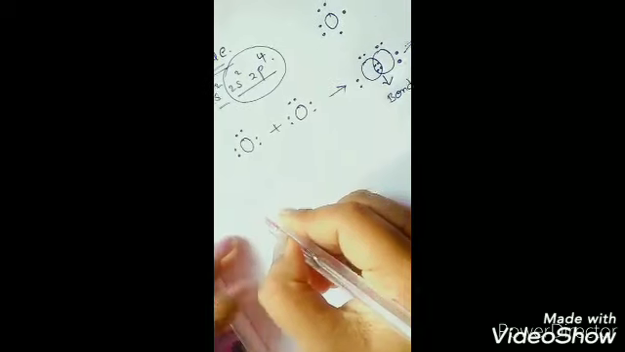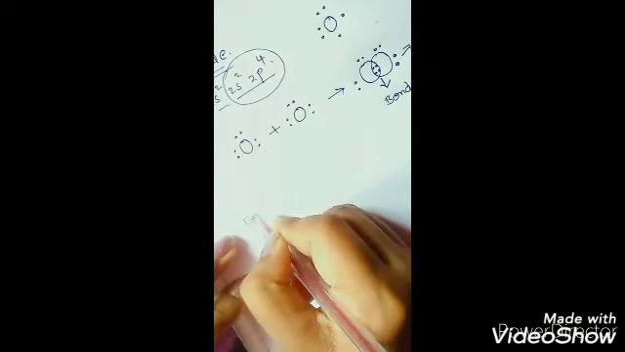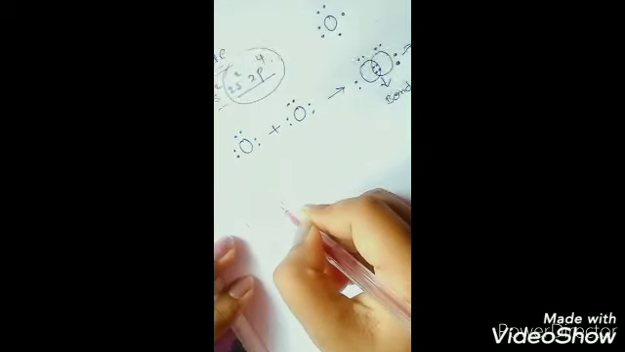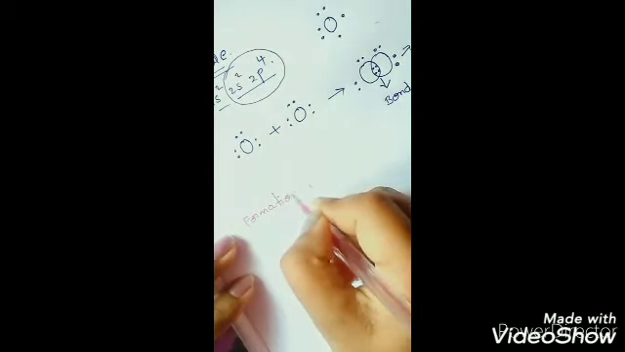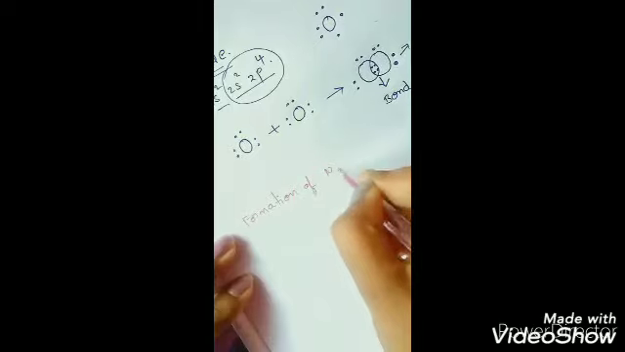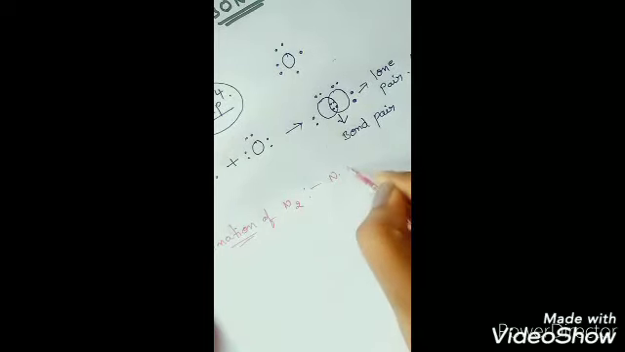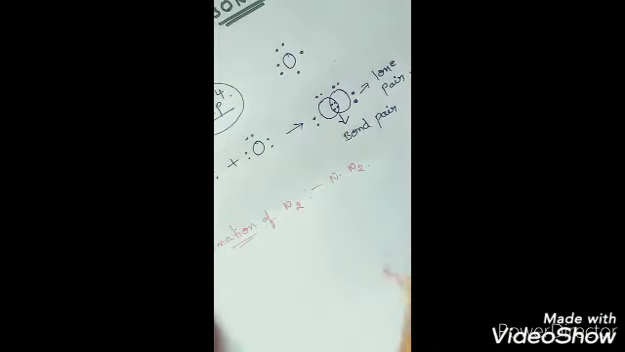Let us see another example, the formation of the nitrogen molecule. Formation of N2, nitrogen molecule. Here you can observe N is the atom and N2 is the molecule.